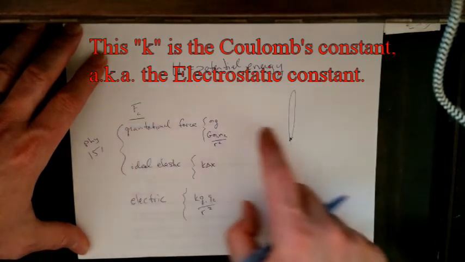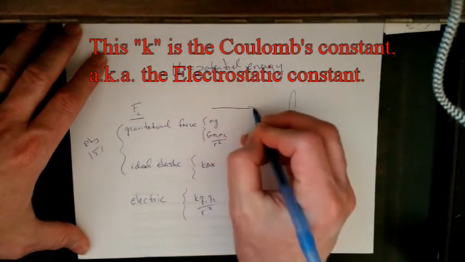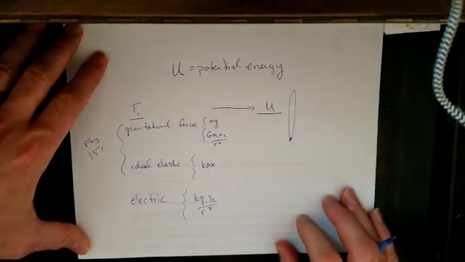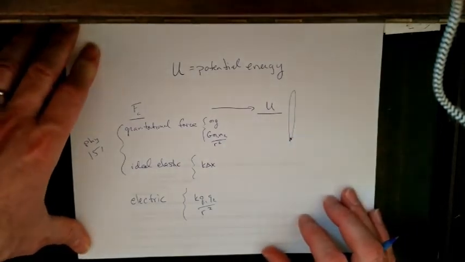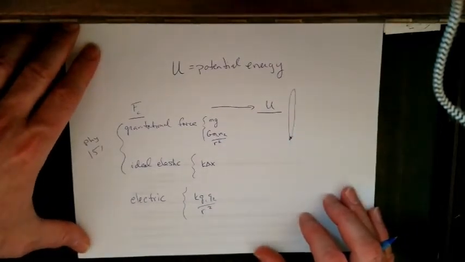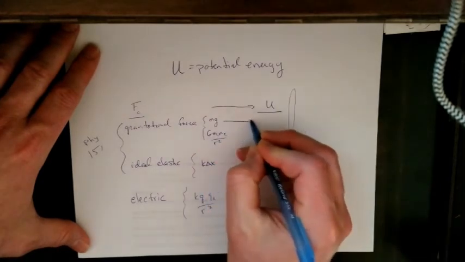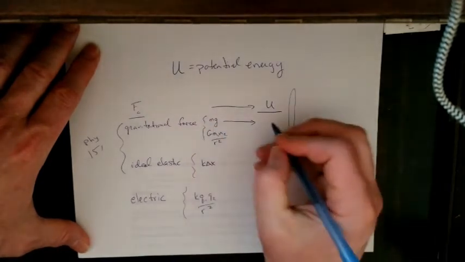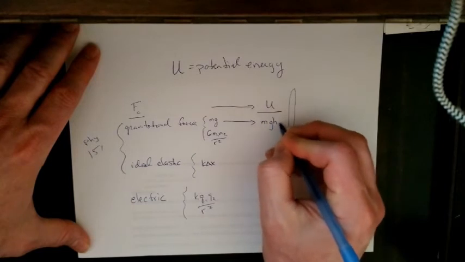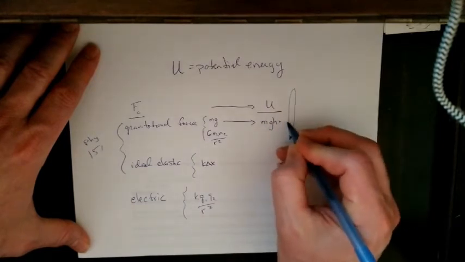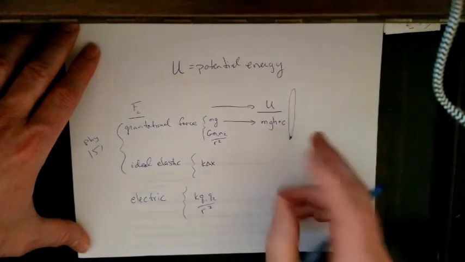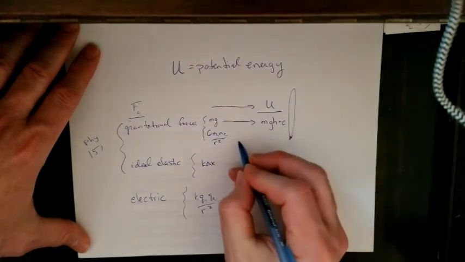Now, for every conservative force, there is a potential energy formula. Thus, if ever asked what's the formula for potential energy, the proper response is, which one? If the gravitational force can be characterized by mg, then the potential energy formula is mgh plus some constant. So let me just put plus c here to represent, you can always add a constant to any of these.